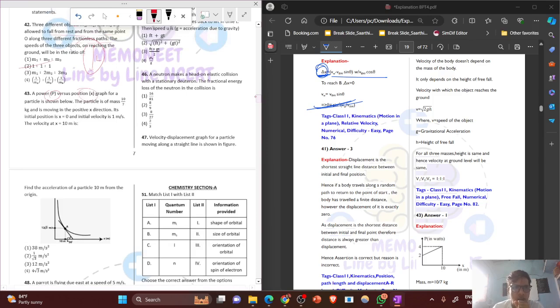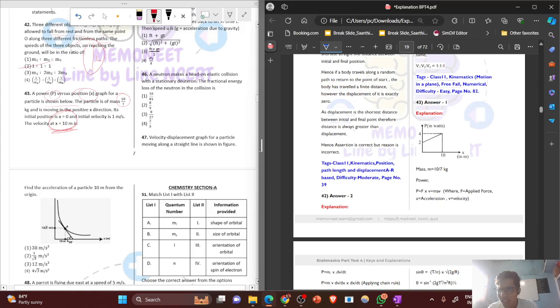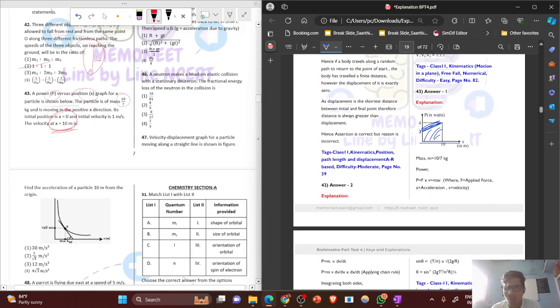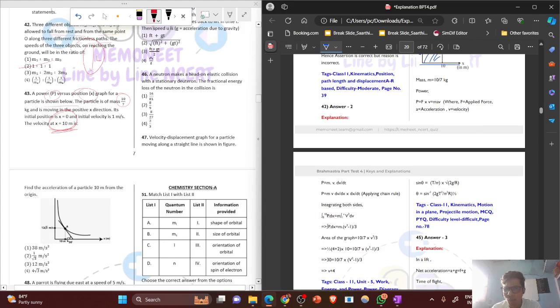Power versus position graph. Okay. Particle mass is given. Initial and final position is given. Velocity at final position is asked. Now moving to the solution. Power position graph is given. This is the area under it from x. So what can we find here? If it's asking velocity, we need to calculate the force. So power equals force into velocity. From here you can easily calculate the force.